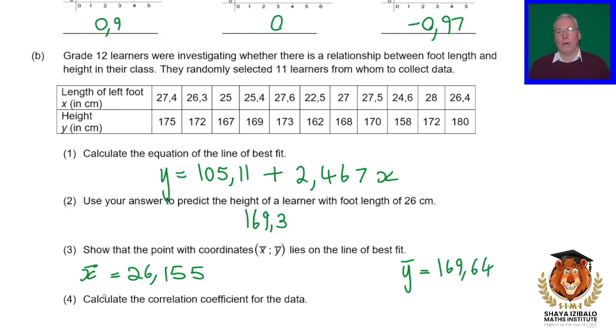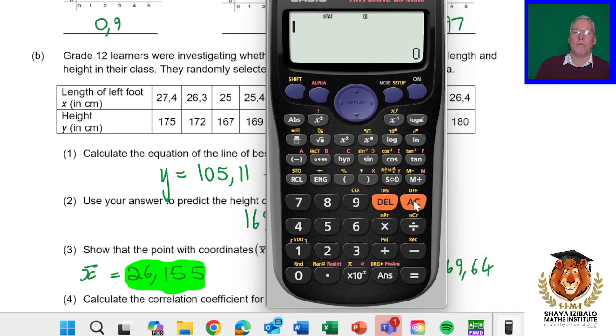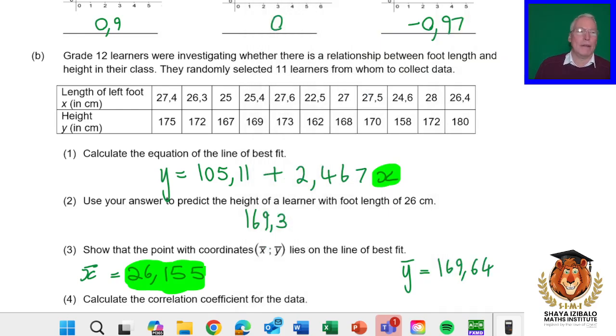Okay, now if we put this x value into our equation, in other words, we put it in here, then we should get that value. Now what we're going to do is use the calculator to do that. So we're going to do what we did before. We're going to go shift stat 4, and we're going to get the x bar value. Now we're going to go shift stat 5 and press equals, and there it is, and that's our exact mean of our y values.